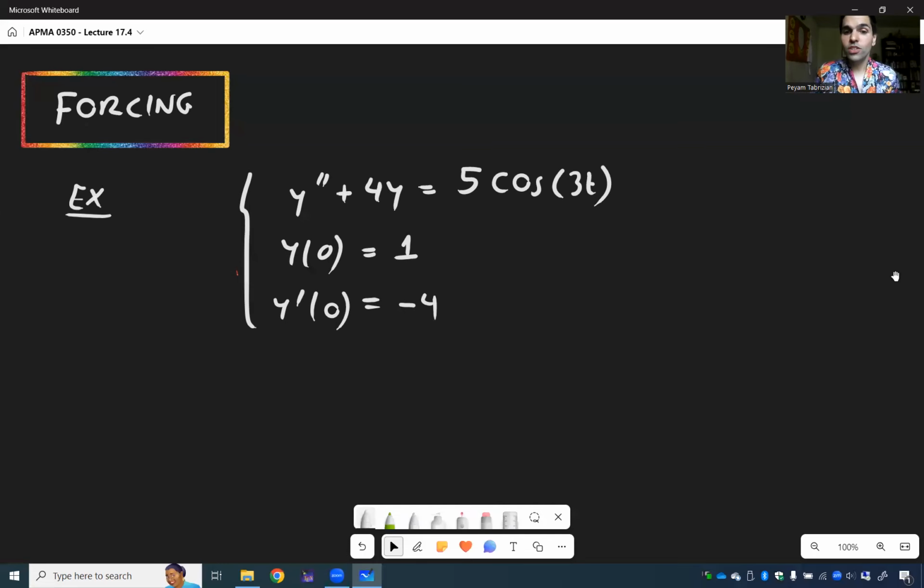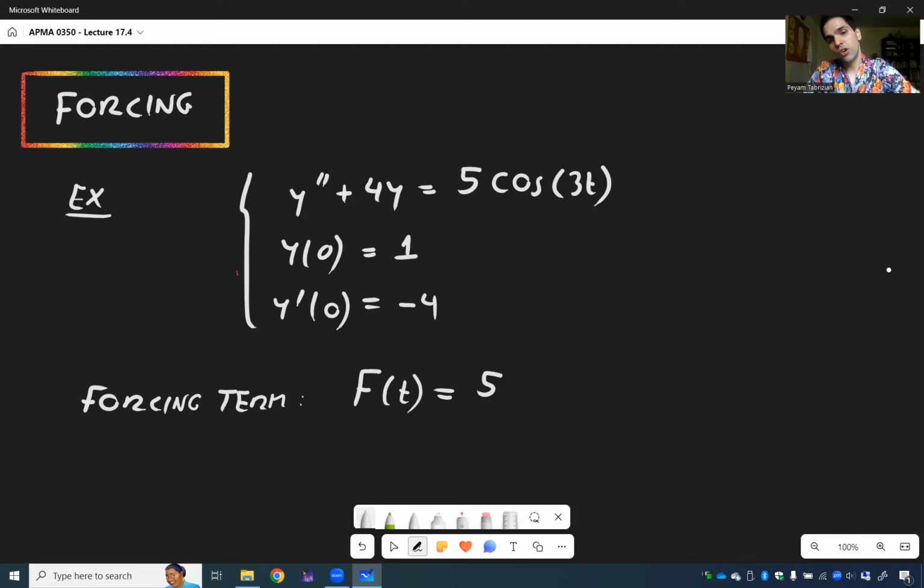Now let's see what happens when we add an extra forcing term. And you'll see, it'll be super, super cool. In particular, let's consider the equation y double prime plus 4y equals 5 cosine of 3t, with initial position 1 and initial velocity minus 4. So what we have here: no damping because there's no y prime term, but we have a forcing term, namely f of t equals 5 cosine of 3t.